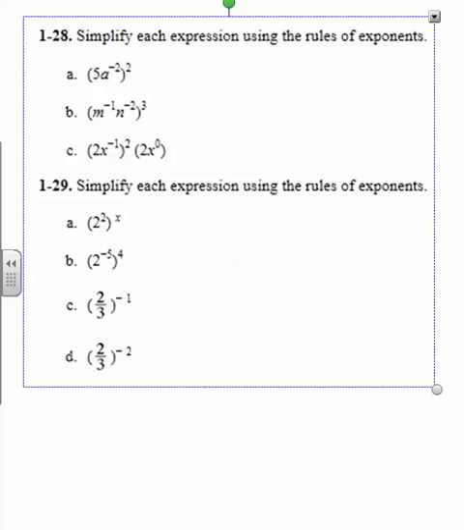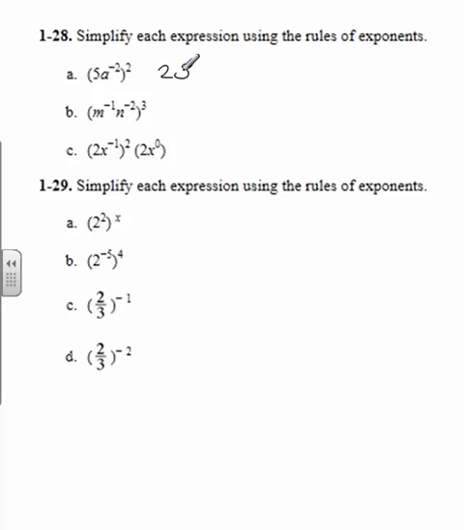Alright, the last two. So simplifying using the rules. This looks like rule number 4 to me. It's actually a combination. We need to raise this and this to the power of 2. So 5 to the power of 2 is 25. And a to the negative 2 power raised to the power of 2, we multiply those together. A power raised to a power is multiply. So that's the result. Okay, use the same strategy to do B. Raise this to the power of 3 by multiplying, raise this to the power of 3 by multiplying.